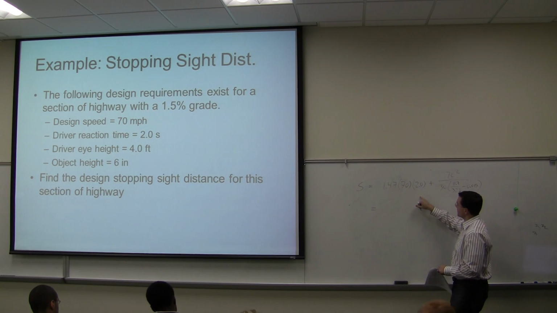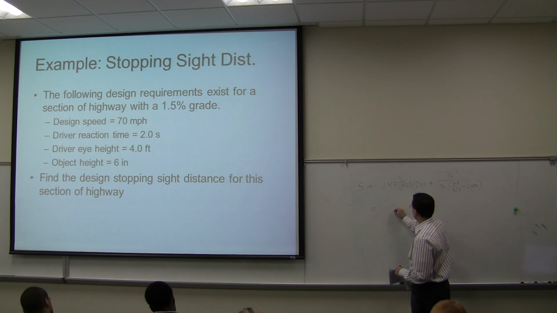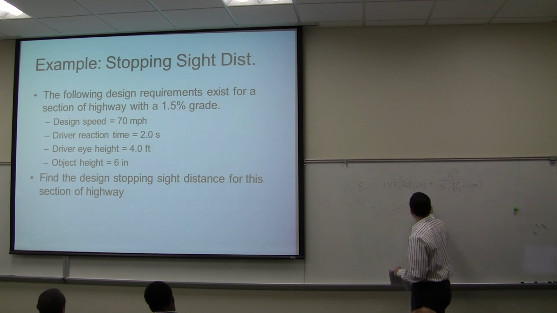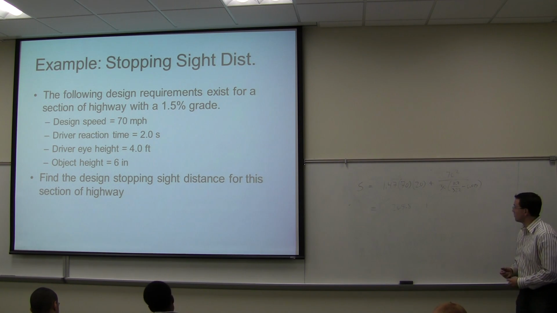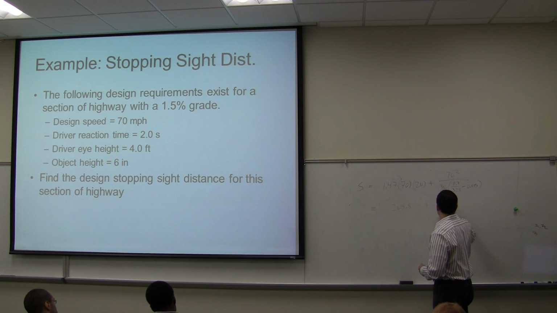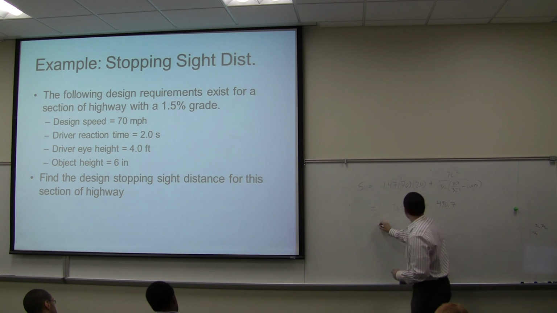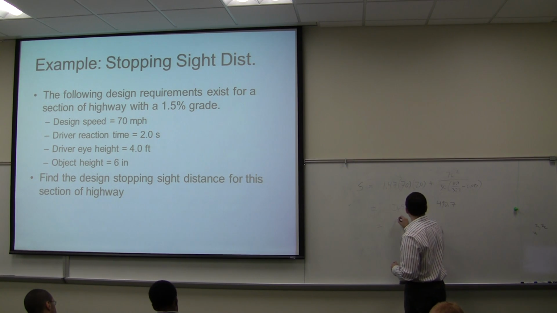So give me each term individually. It's 1.47 times 70 times 2. 102.9. Oh, not times 2. 205.8. And then what's the second part? 490.7. Sounds kind of high. Yeah. I got 490.7. Divided by 30. So then together it's 696.5.